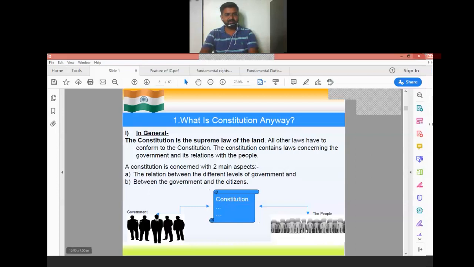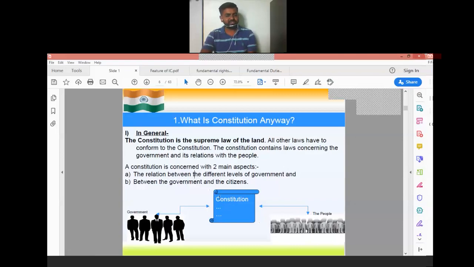Now take an example, the government and the people. We have two parties, government and people. Now we look at the government: every 5 years the government is changing. So the government needs to follow the constitution, and because of this constitution, the government can stand and they can work for the people. So there are two basic aspects: the relationship between the different levels of government, and between the government and the citizen. That's why we need the constitution.